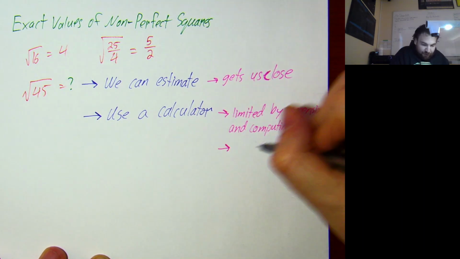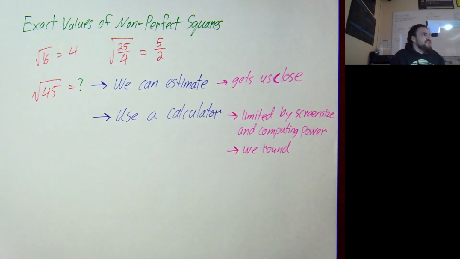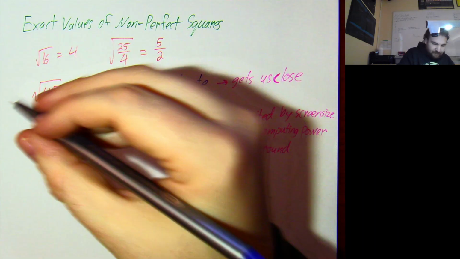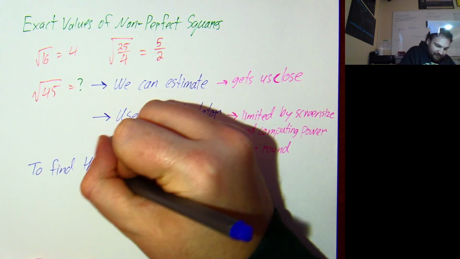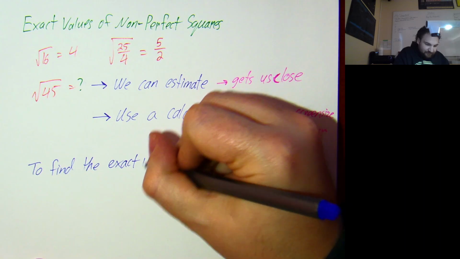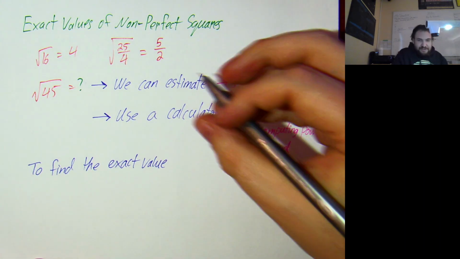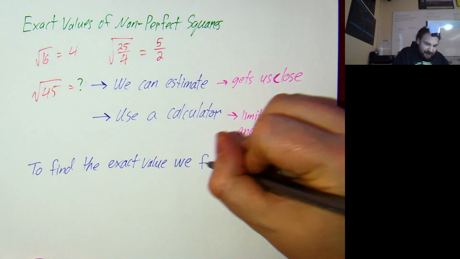Also with the calculator, we round. A rounded value is not an exact value. So then what the heck? We want to find a way to find the exact value of the square root of 45. To find the exact value, we are going to do something called factorize.